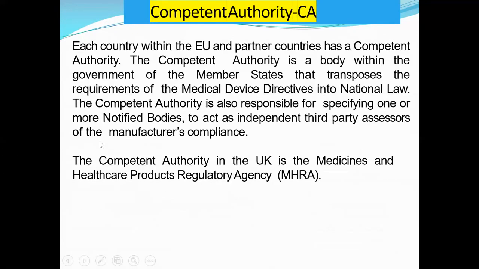Then let us understand about the competent authority. What is meant by competent authority? What is meant by notified body? So each country has its own competent authority. Like in India, we have DCGI, CDSCO. Like in Europe, each country within Europe and partner countries has a competent authority.